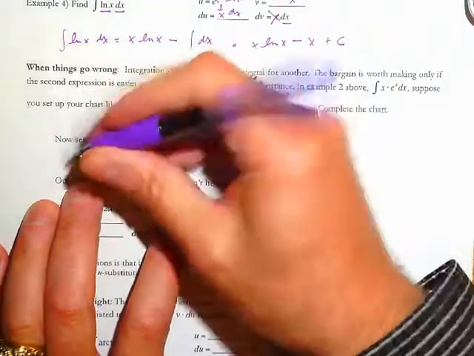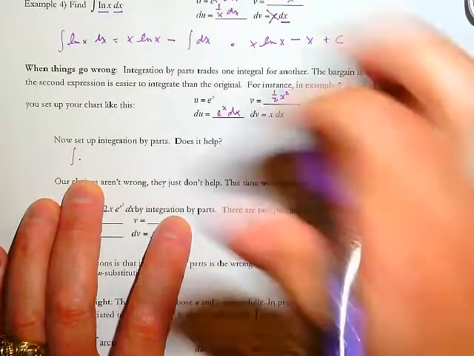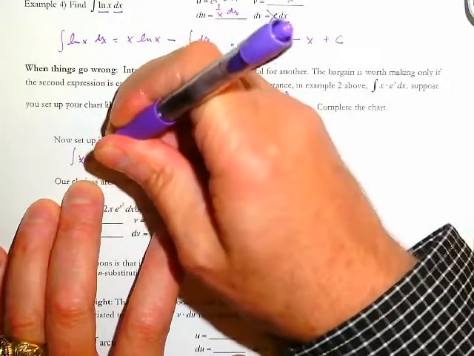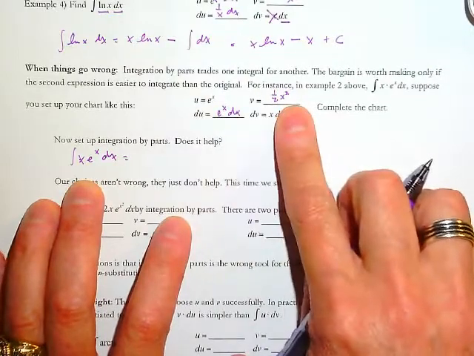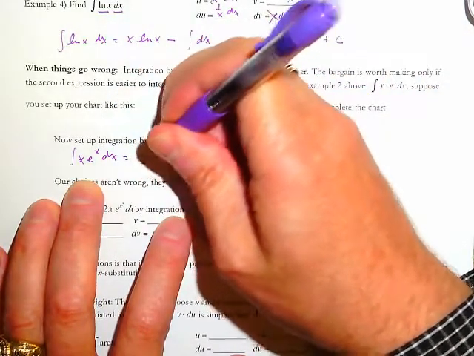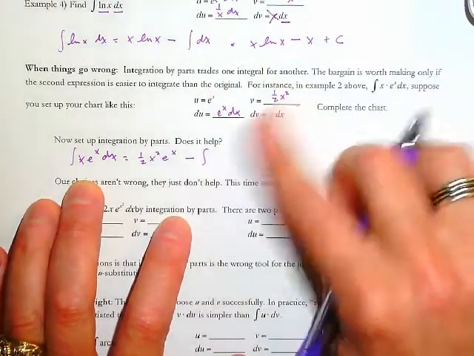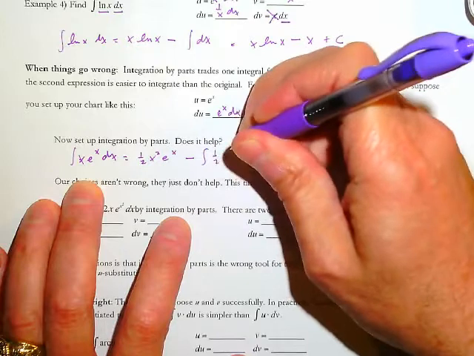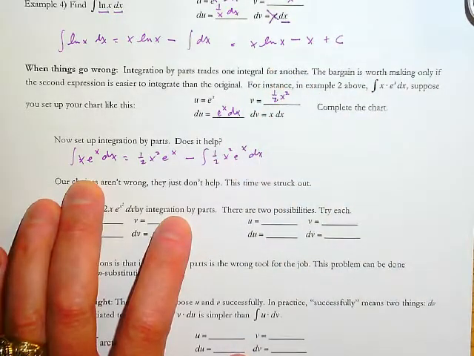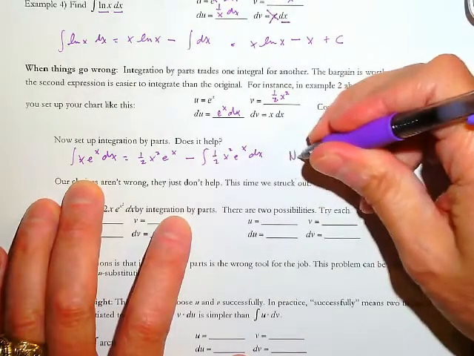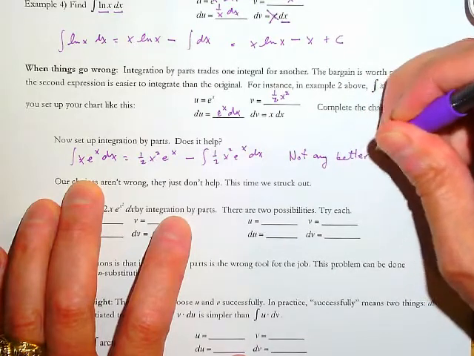Does that set it up? Well, let's see what we've got then. The integral of x times e to the x dx. Using this table here, it'd be uv, so we've got what? 1/2 x squared e to the x minus the integral of v du, 1/2 x squared e to the x dx. And hopefully you're scratching your head, well, that's not any better. So back to the drawing board, okay?